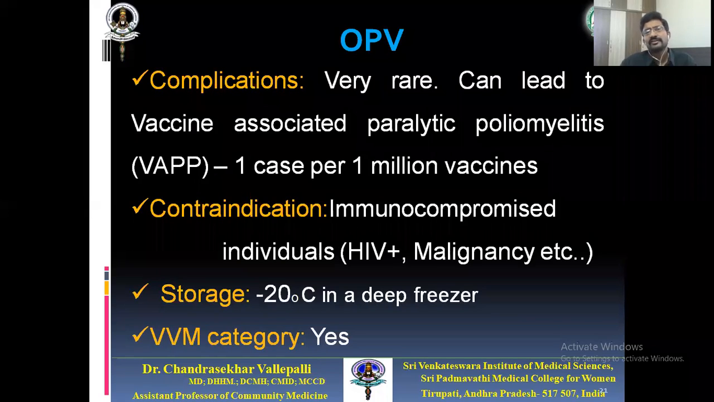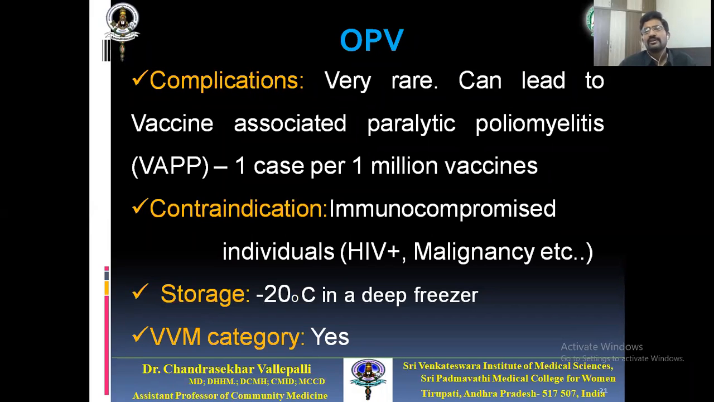So we'll see what are the different complications or reactions. Again, very rare reactions or complications we will find with this OPV, and rarely it can lead to vaccine associated paralytic poliomyelitis. So VAPP. So this vaccine can cause paralysis. This thing you have to remember, right? Because we are giving a live attenuated vaccine, it can cause vaccine associated paralytic poliomyelitis. Most commonly with the type 3 strain, then it may be a case per 1 million vaccines given to the children, vaccinated children.